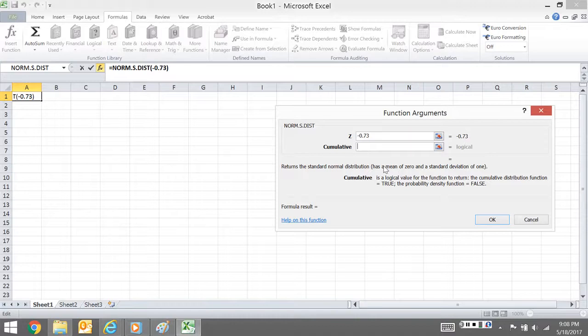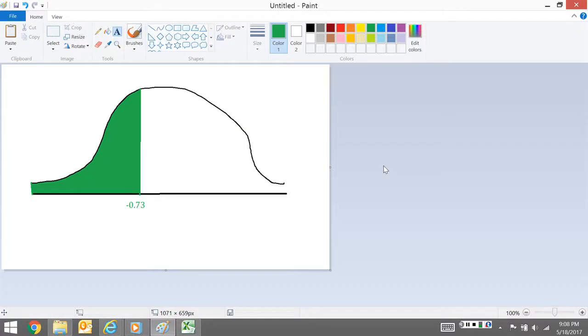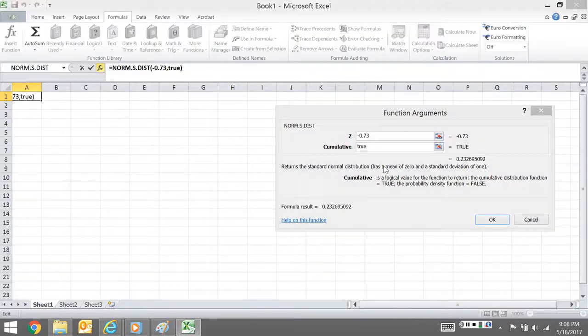And then here I want to put in TRUE. I want the cumulative distribution because I want all the green, not just the green line. If I put in FALSE, it would just give me the green line, just that number. I want everything under there. I want the whole value. And so then I'm going to push OK.